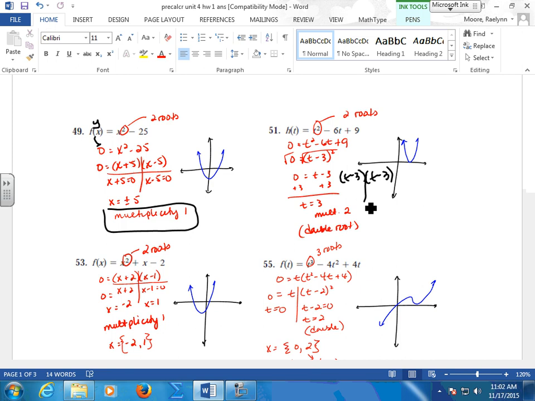Do we really use those? We don't really use that too much in describing, but you might see it. We do say double root. And the double root, if you remember from yesterday, will bounce off, not go through. A single root will go through the axis, where a double root will bounce off of it.